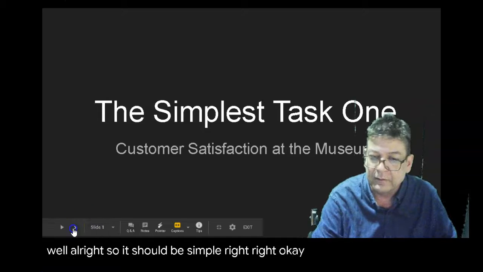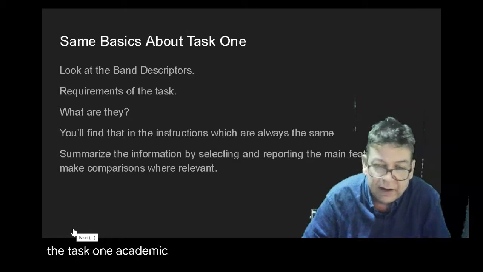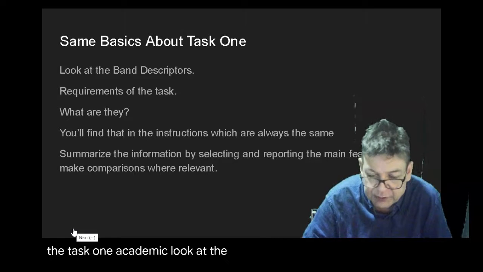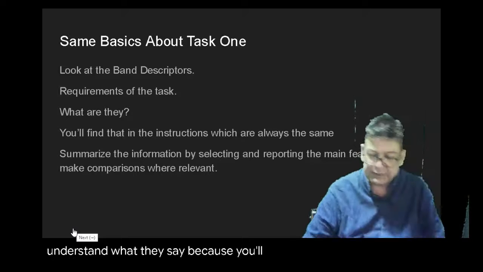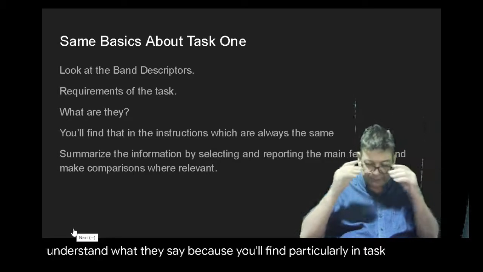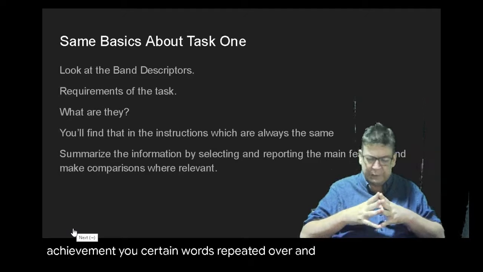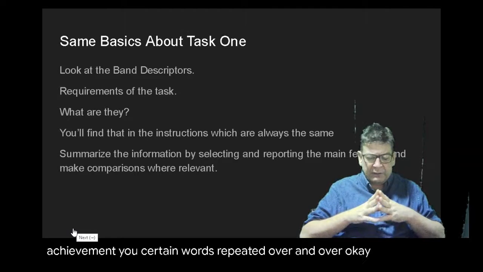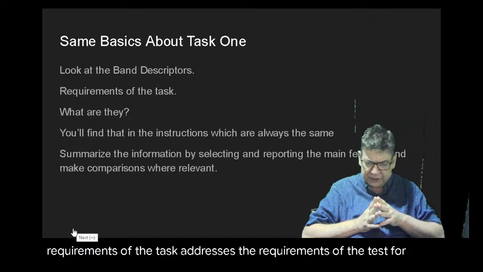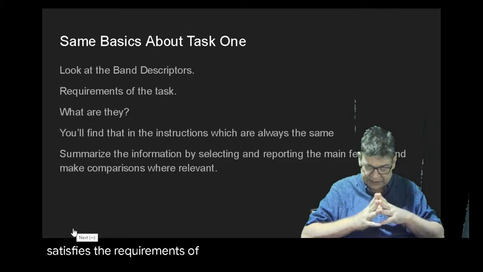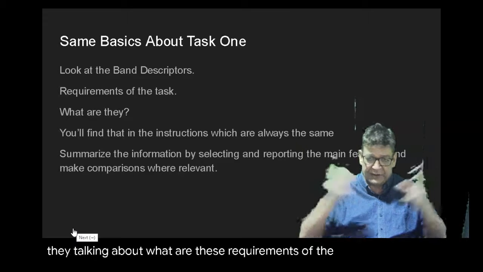Okay, sidebar. Some basics about the Task 1 academic. Look at the band descriptors. Read them and understand what they say, because you'll find, particularly in task achievement, certain words repeated over and over. Covers the requirements of the task, addresses the requirements of the task, fully satisfies the requirements of the task. Requirements of the task. What are they talking about? What are these requirements of the task?